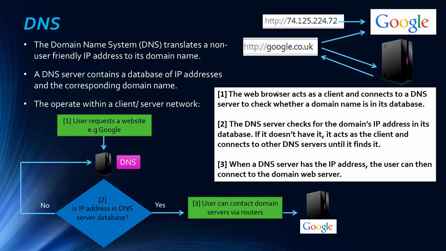So just to go over this again quickly, so I've labeled it 1, 2, and 3. The web browser acts as a client and connects to the DNS server to check whether the domain name is in its database. It then checks for the domain name's IP address in its database. If it doesn't have it, it keeps asking again until another DNS server finds it. And then when the DNS server has the IP address, the user can then connect to the domain web server. A bit wordy, but hopefully that gets the message across.